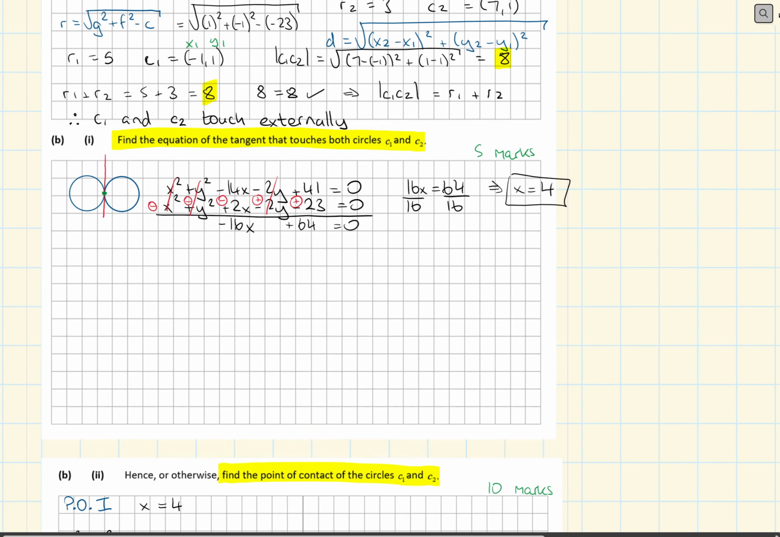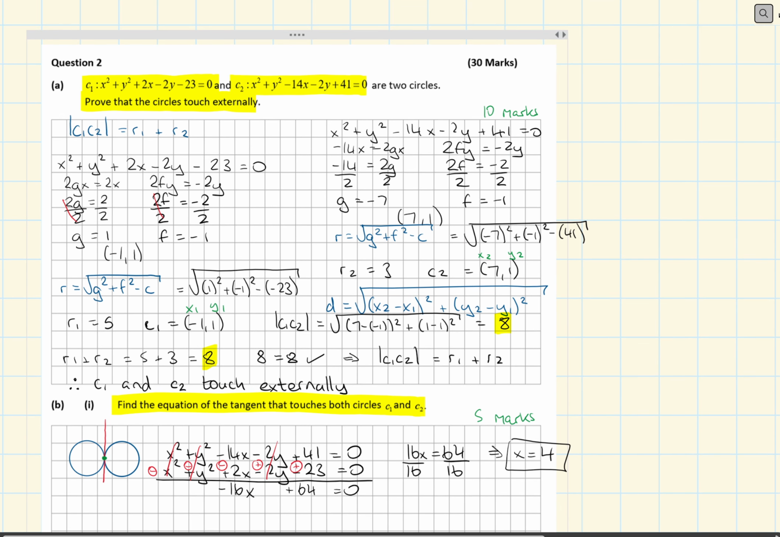Section A, short question, 4 parts worth 30 marks in total.